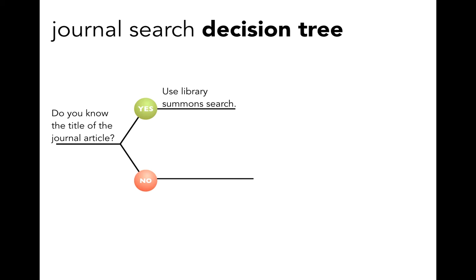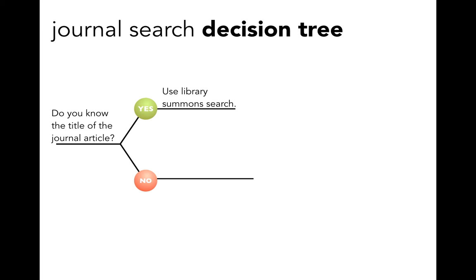So if you have the title of the journal article, let's say you were reading a popular science article that lists a research study and gives you the title, or maybe you're browsing through Wikipedia and you find a topic that's really interesting that cites a particular published journal article, and again it gives you the title. It's really appropriate for you to use the library summons search.